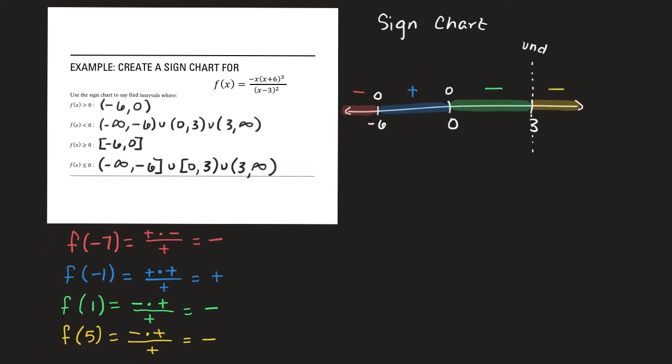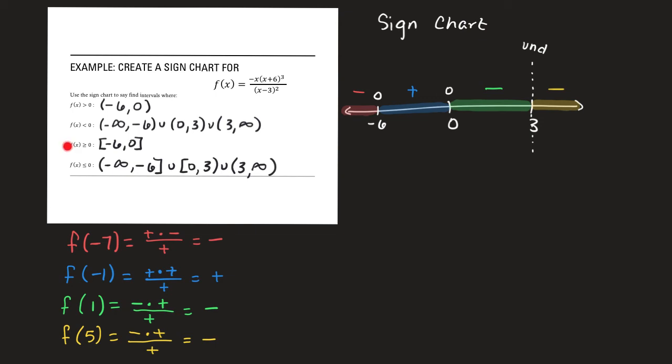My important values that I found are -6 was an x-intercept, 0 was an x-intercept, and 3 was a vertical asymptote. I found that the graph was negative, then positive, negative, and then negative, and these are the test points that I used.